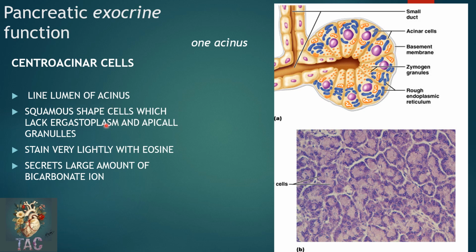A differentiating feature of the centroacinar cells is that they line the lumen of the acinus, squamous shaped cells which lack ergastoplasm and apical granules both. They stain very lightly with eosin. This is a feature which helps us to differentiate the centroacinar cells from the acinar cells in routine H&E stain sections. These centroacinar cells sometimes secrete a large amount of bicarbonate ion as well.